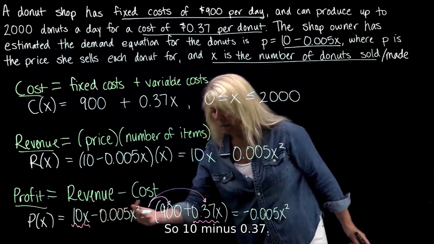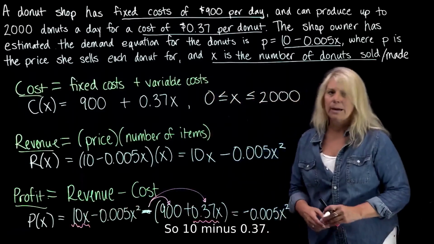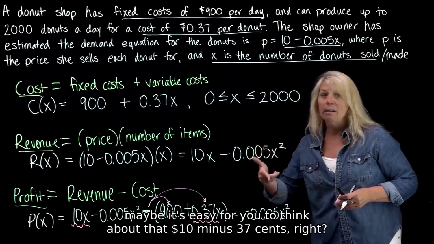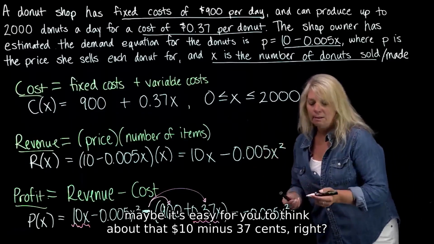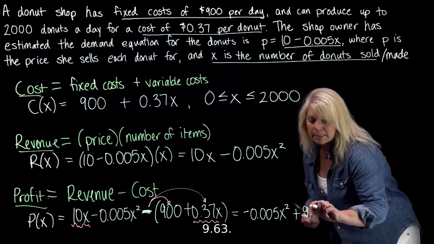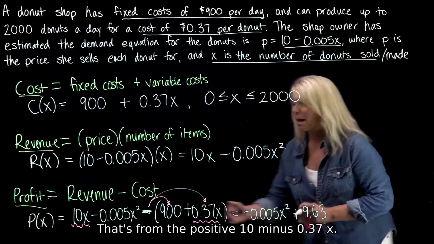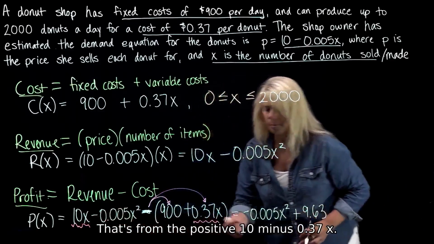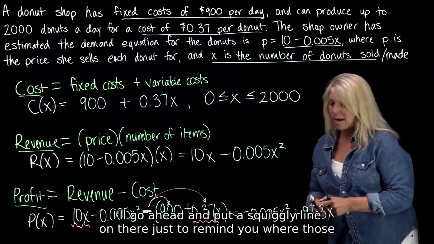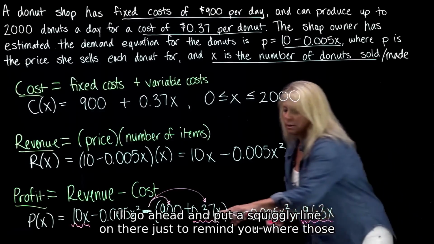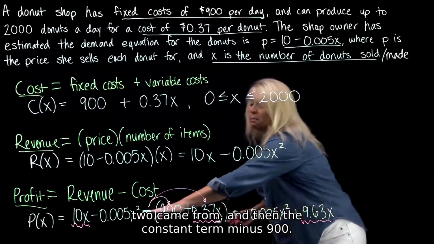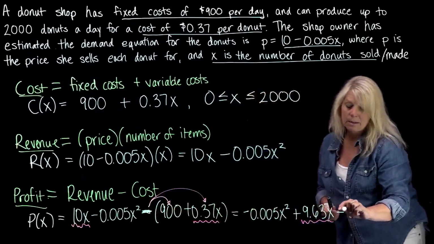So 10 minus 0.37. If you just think about that in terms of money, maybe it's easy for you to think about that. $10 minus 37 cents, right? So we'll have plus 9.63. That's from the positive 10 minus 0.37 x. Those were the coefficients of that x term. I'll go ahead and put a squiggly line on there just to remind you where those two came from. And then the constant term minus 900.